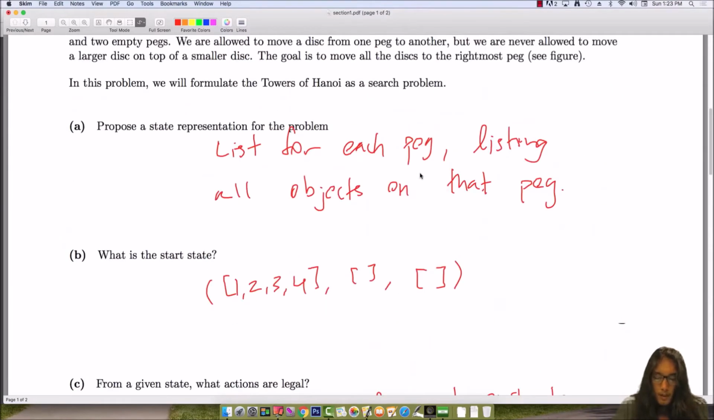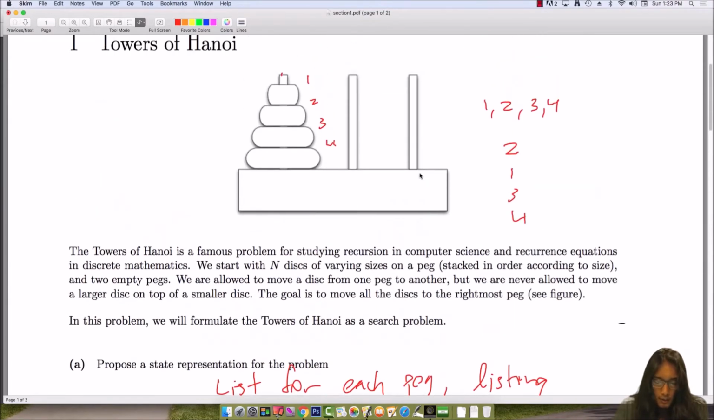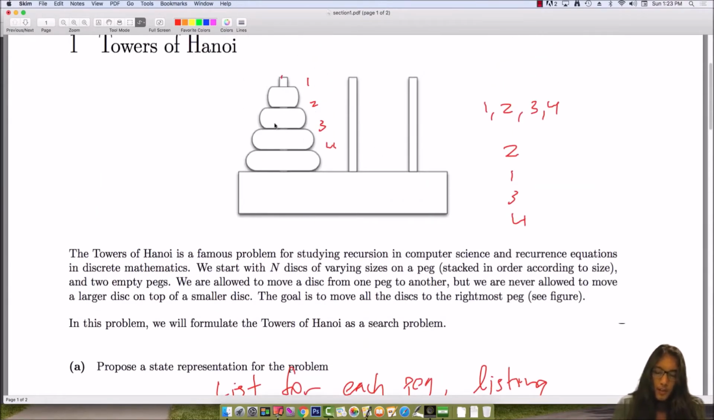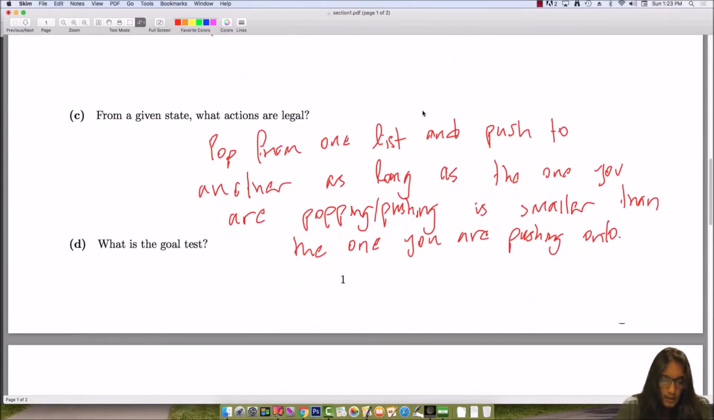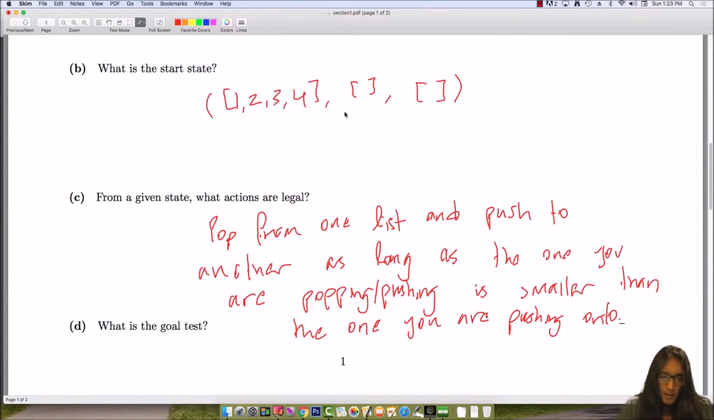Okay, let's head down to part D. What is the goal test? Once again, we can look at the problem description as well as the image we have here. Ultimately, we want to have all 4 of these on the rightmost peg, and once again, they will be in the same relative ordering because you can't have a bigger one on top of a smaller one, so it's going to be 1, 2, 3, 4, but it'll all be on the 3rd peg, right?